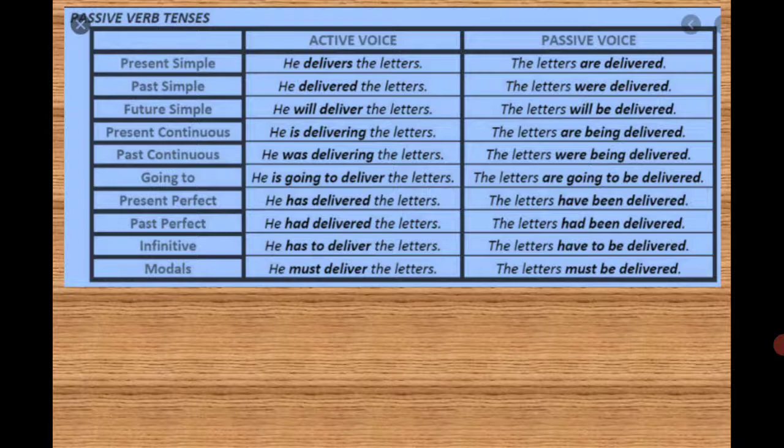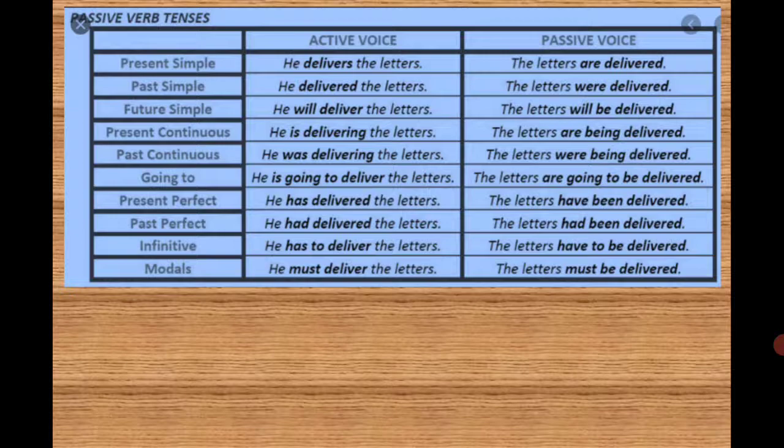Okay, you can write like that. He will deliver the letters: the letters will be delivered. So you need to add "be" here in the future tense. In present continuous tense, he is delivering the letters. The letters are, because it is plural. We add "being" here to denote continuous tense. The letters are being delivered.